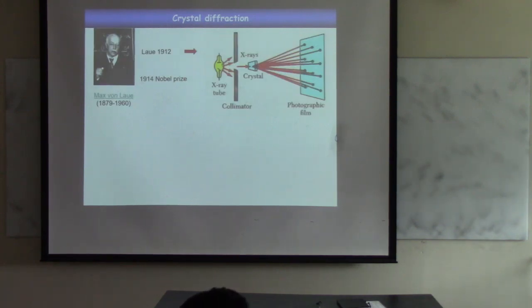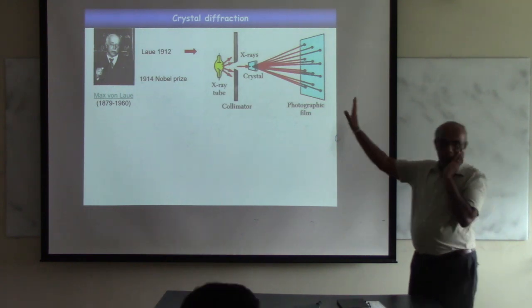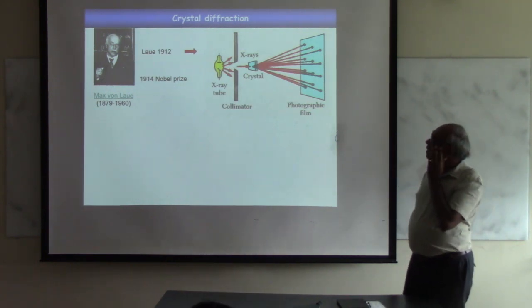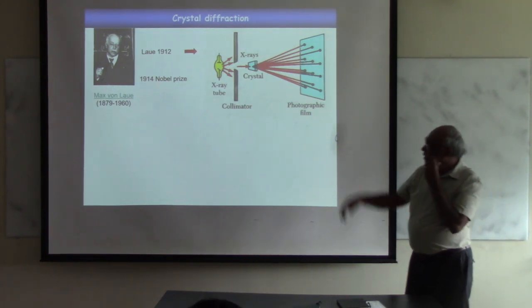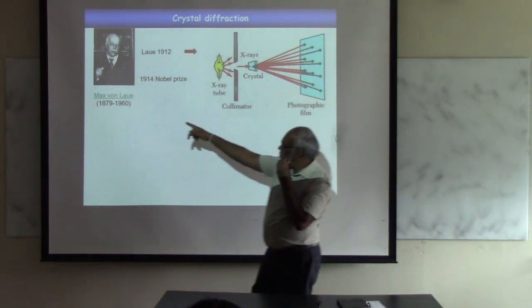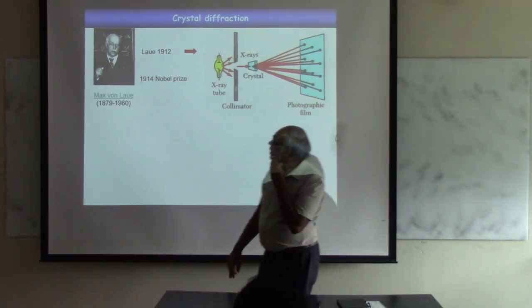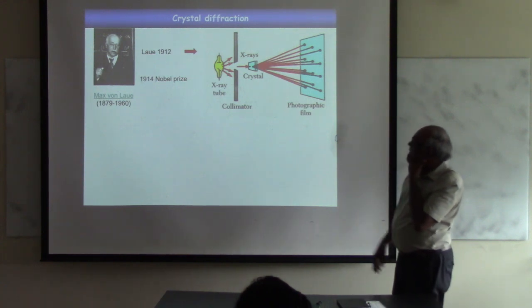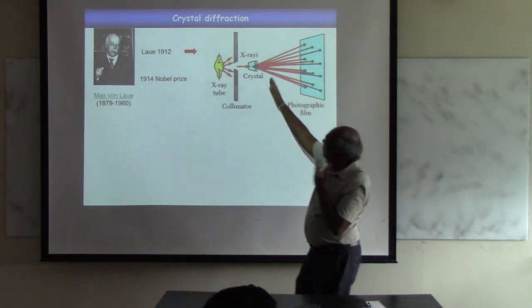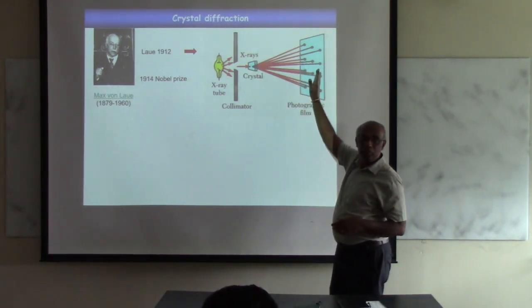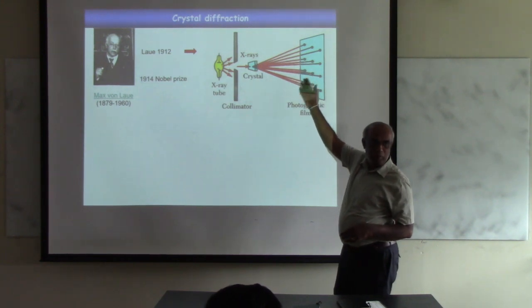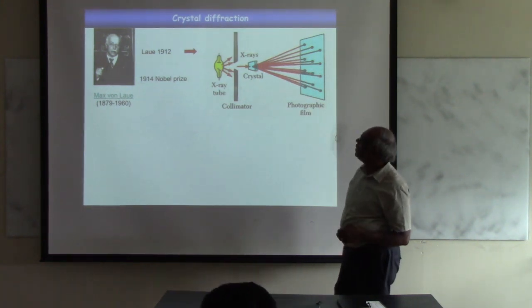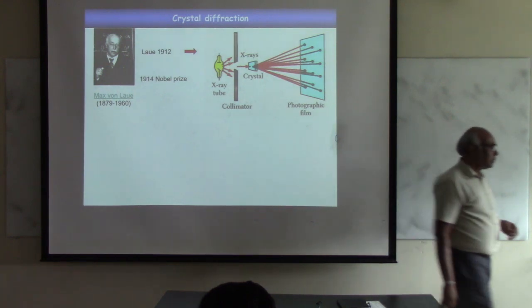So everything started with crystallography using X-rays. They started with Max von Laue. He used an X-ray tube with a crystal, and he could see a diffraction pattern on a photographic film, right? So that's where everything started.